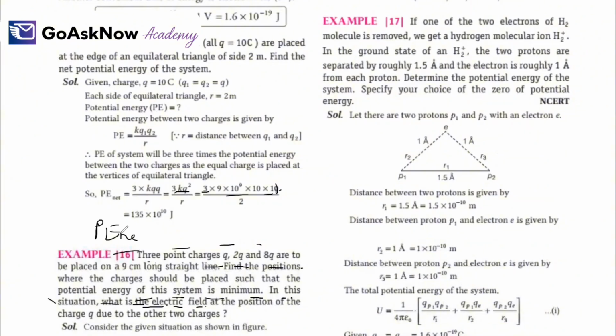Net potential energy will be equal to 3 times 9 into 10 to the power 9 into 10 into 10, that is the magnitude of the charges, upon the distance, which is 2, because the side length is 2. Just calculate these values and you will get 135 into 10 to the power 10 joule. Just do the calculation part and you will get the answer. Now we will move further and see what is the next thing.